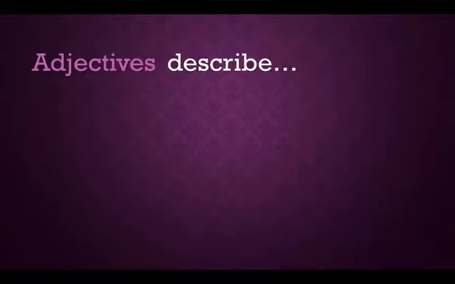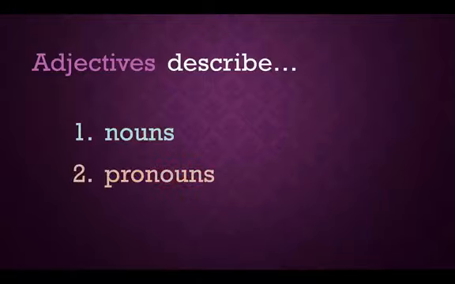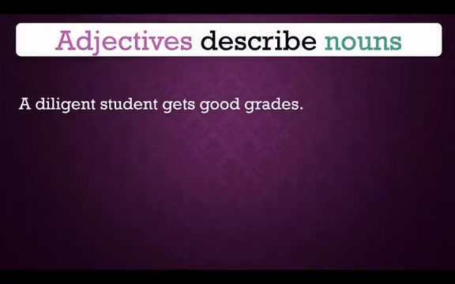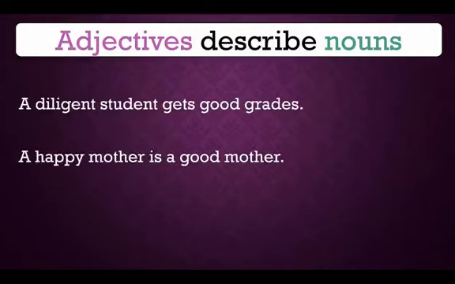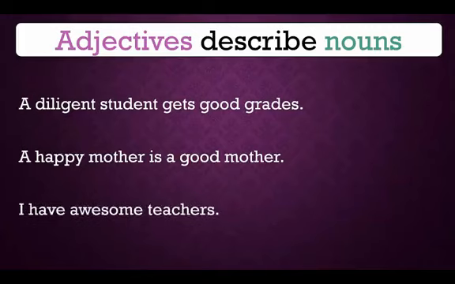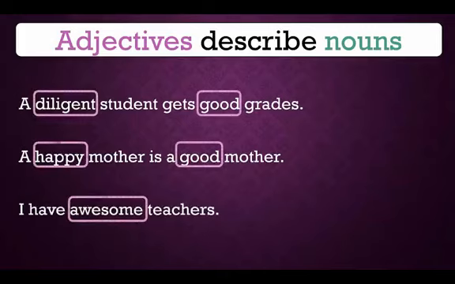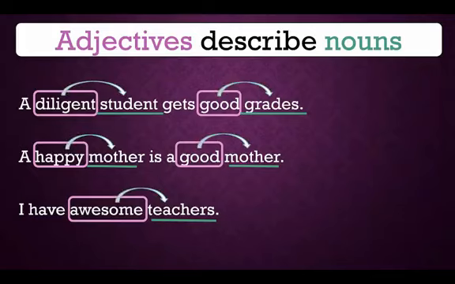Adjectives describe nouns and pronouns. Let's look at some examples. A diligent student gets good grades. A happy mother is a good mother. I have awesome teachers. Here are the adjectives, and here are the nouns. The adjectives describe the nouns.